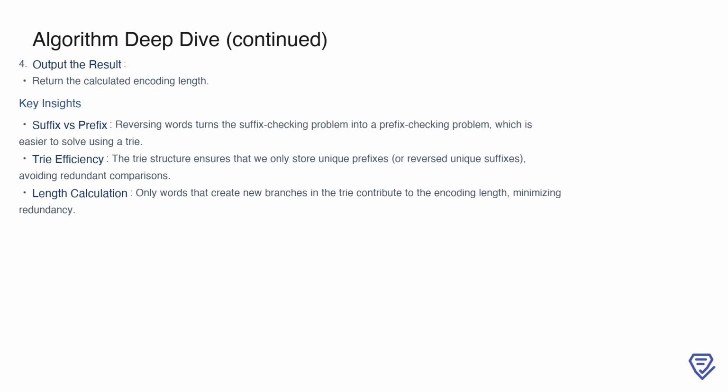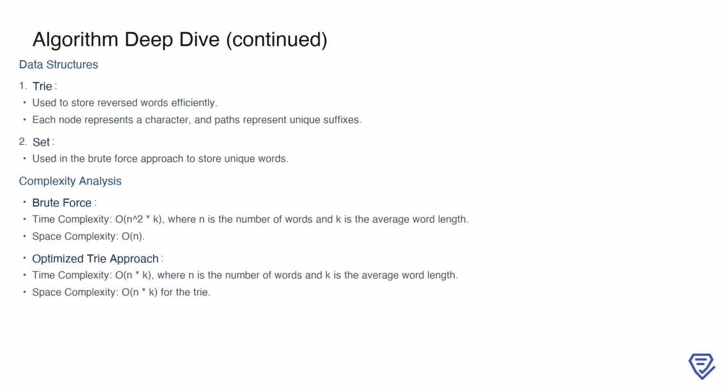This optimized approach is not only faster but also highlights some key insights. By reversing the words, we simplify the problem from suffix checking to prefix checking, which aligns well with the structure of a trie. The trie ensures that only unique prefixes, or equivalently, unique reversed suffixes, are stored, eliminating redundant comparisons. Furthermore, since only words that create new branches in the trie impact the encoding length, we achieve a minimal and non-redundant encoding.